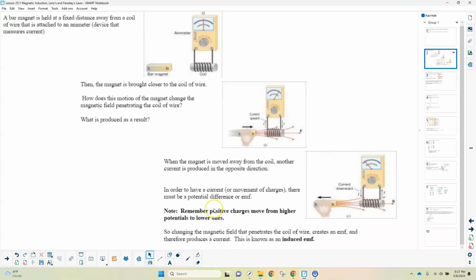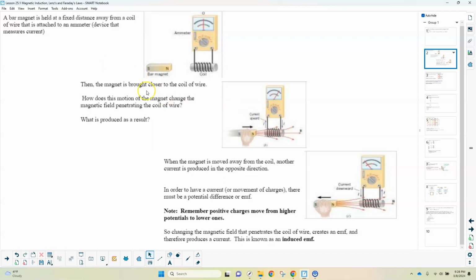In this picture, and I'm going to use a simulation to help make this make more sense, we have a bar magnet. It's just being held at a fixed distance away from a coil of wire that's attached to an ammeter. If you remember the simulation with circuits, the ammeter measures how much current is going there. It's at 0 right now because the magnet is being still, so there isn't a changing field.